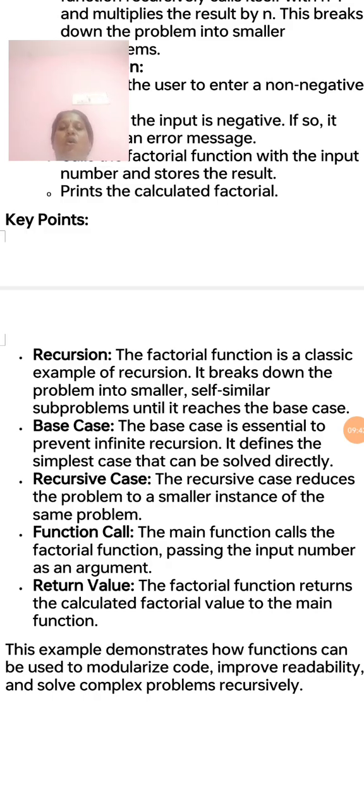Then function call. The main function calls the factorial function, passing the input number as an argument. Then return value: the factorial function returns the calculated factorial value to the main function. So this example demonstrates how functions can be utilized in modularized code, improve readability and solve complex problems recursively.